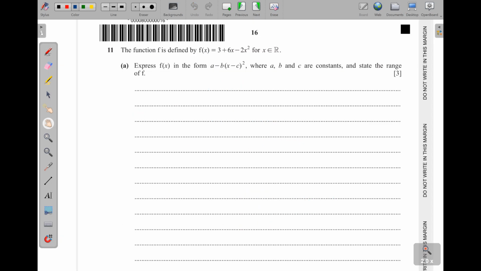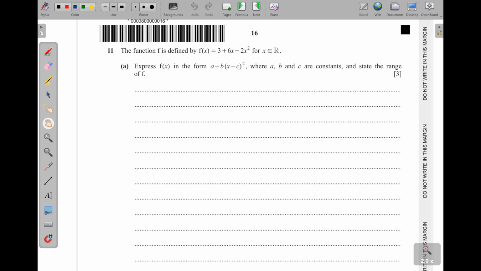Question 11. The function f is defined by f of x equals 3 plus 6x minus 2x squared, for x being real. Part A: express f of x in the form a minus b into x minus c squared, where a and b are constants, and state the range of the function.